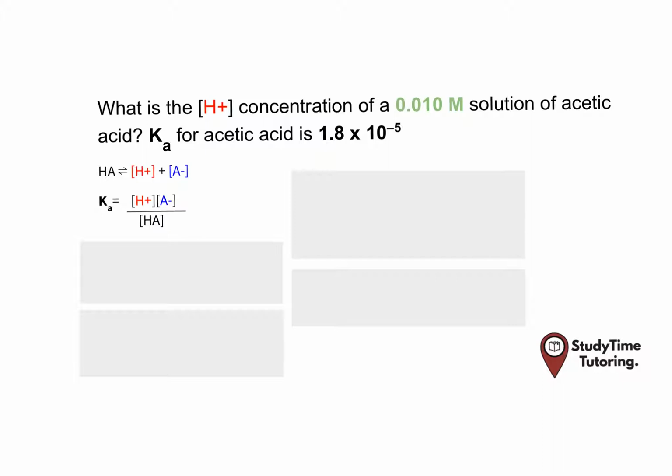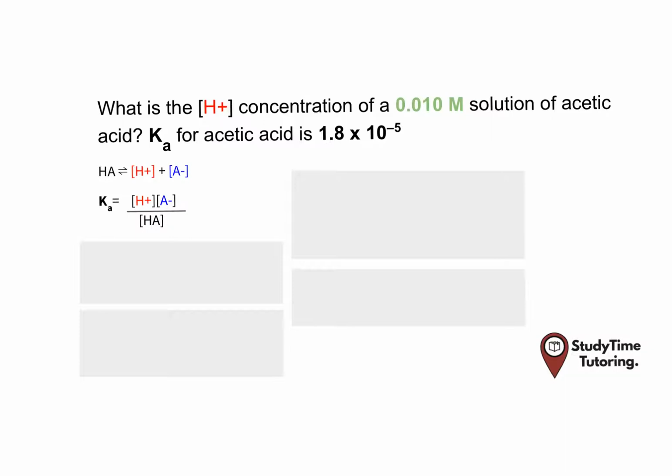Okay, for this first one here, we're looking for the hydrogen ion concentration of a 0.01 molar solution of acetic acid. It gives us the Ka here for acetic acid, which is 1.8 times 10 to the negative 5. So obviously to get this problem correct, you're going to need to understand what Ka is. As a quick review, Ka is going to be the concentration of the products multiplied by each other and then divided by the reactants. If you need a quick review on what Ka is, I recommend checking out our video on Ka and pKa.